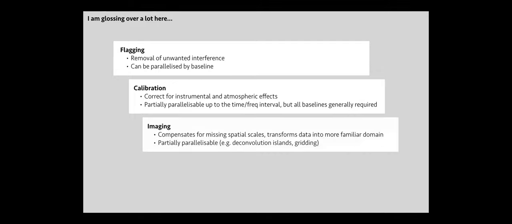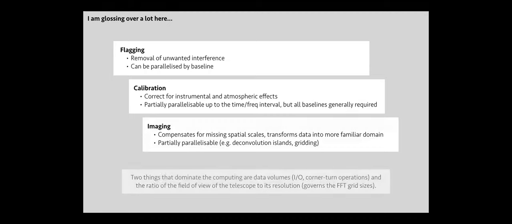And then finally, imaging, which I just touched on, which is what compensates for these missing spatial scales, transforms the data into a domain that we're more familiar with as astronomers and as humans. And this is partially parallelizable. So you can split up the deconvolution, for example. You can parallelize the gridding process.